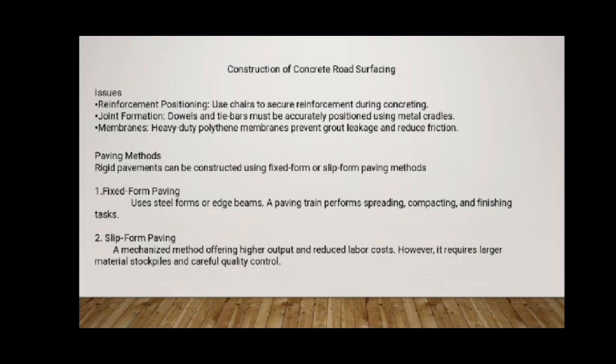Next is the pavement methods. First is the fixed form paving. The advantage of fixed form paving is it has a tight tolerance and side clearance. It allows precise control over the shape and dimension of the slab, resulting in tight tolerance and accurate side clearance. Second is the slip form paving, commonly used for highways and interstates, airports, and parking lots.